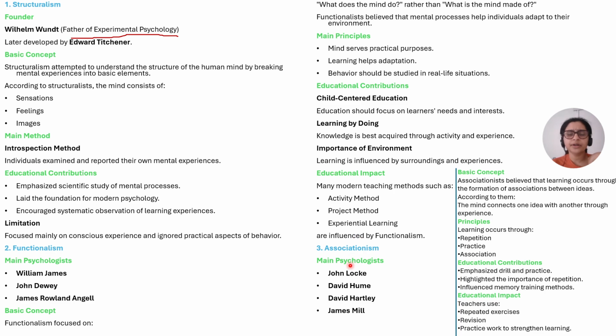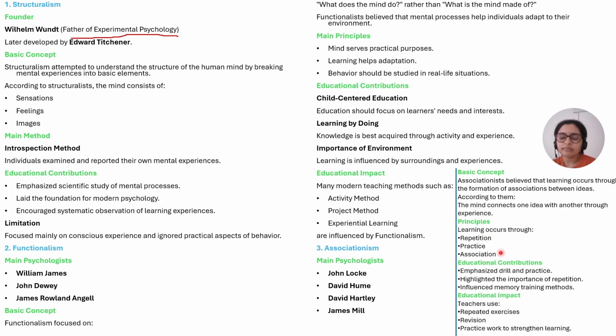The third important school of psychology is associationism. These are the four scientists who are the pioneers of associationism. What this school believed is that learning occurs through the formation of associations. That means something like mind mapping. The mind connects one idea to another through experience. So association deals with the connections that our mind makes, based on the experiences that our mind has.